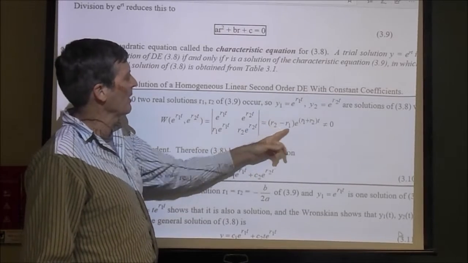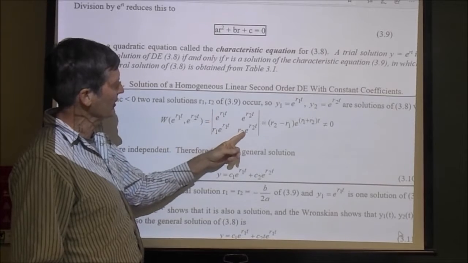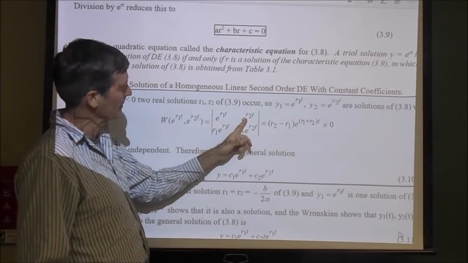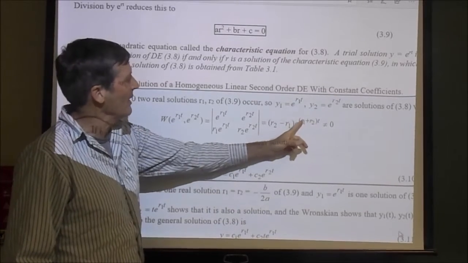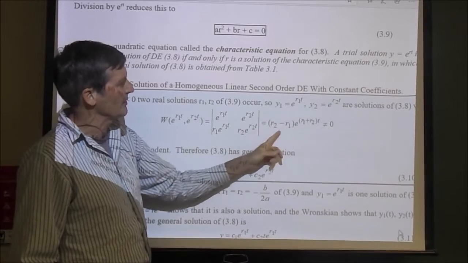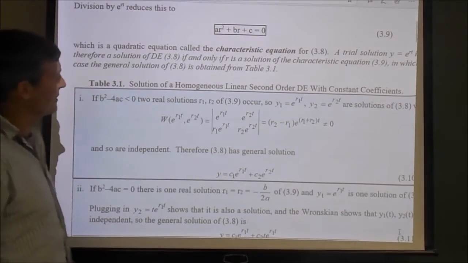And you get R1 minus R2 times e to the (R1 plus R2)t, right? This times this is R2 e to the (R1 plus R2)t, and then you subtract this, R1 times e to the (R1 plus R2)t. And that's not 0, right? If R1 and R2 are not equal, then this isn't 0, and e to anything isn't 0. So the Wronskian is not 0.